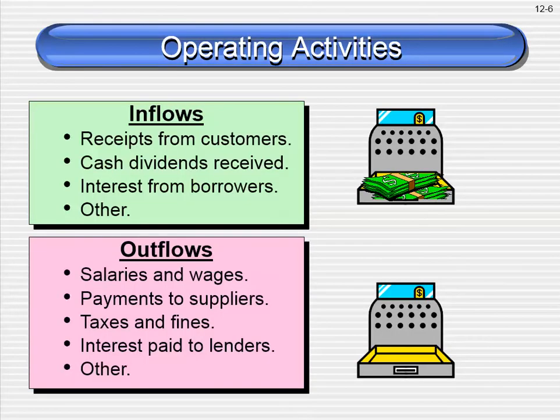Operating activities are the everyday business and revenue generating activities that a business is involved in. So the ways they would receive inflows of cash would be receipts from customers for services or merchandise provided, any cash dividends they receive on investments they have in other companies, or interest paid to them from loans they've given to other people. Outflows of cash are going to be any of their expense generating activities like salaries and wages, utilities, payments to suppliers for merchandise or product or supplies, taxes and fines, and interest they're paying on loans to other people that they have outstanding.